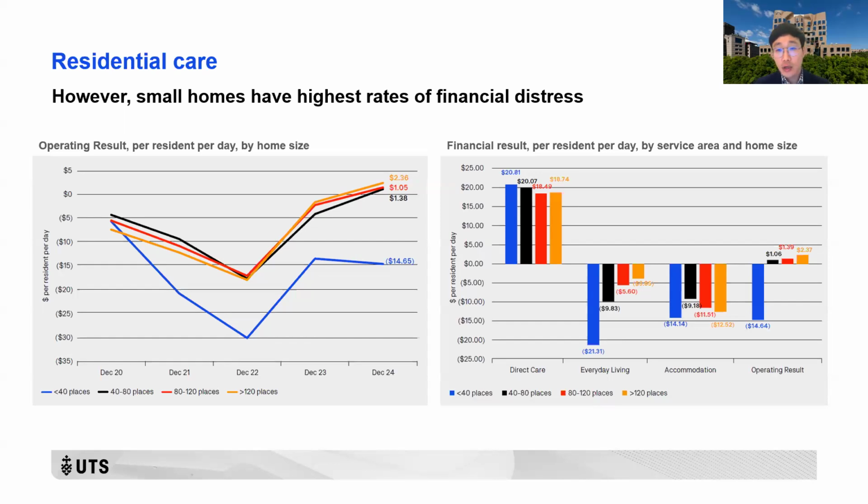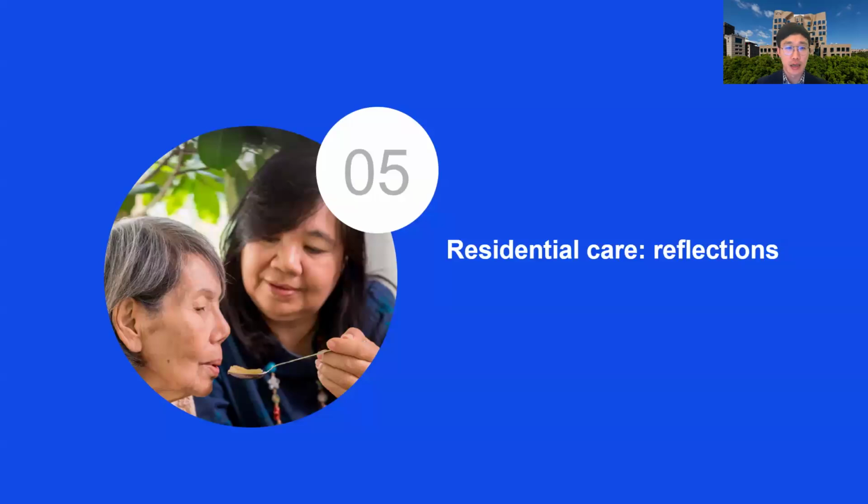Smaller homes recorded a higher loss than larger homes, and this reflects the greater challenge smaller homes face to spread the fixed costs of activities over a limited number of residents. So smaller homes face financial challenges due to structural cost disadvantage. 60% of homes with fewer than 40 places are operating at a loss, compared to only 42% of the largest homes. So there's a growing risk that small homes will become increasingly unsustainable, compromising equitable access to care in rural communities. Now I'll pass it on to Nelson to present the reflections on residential aged care.